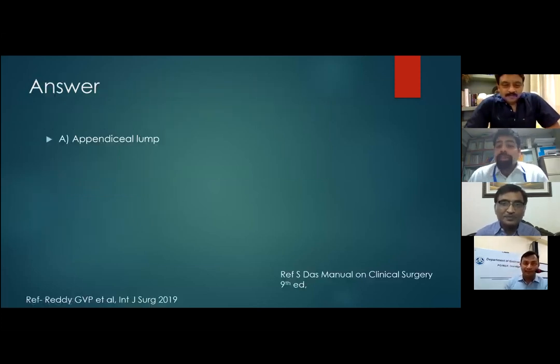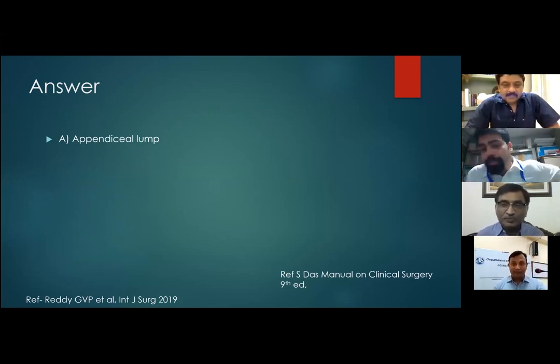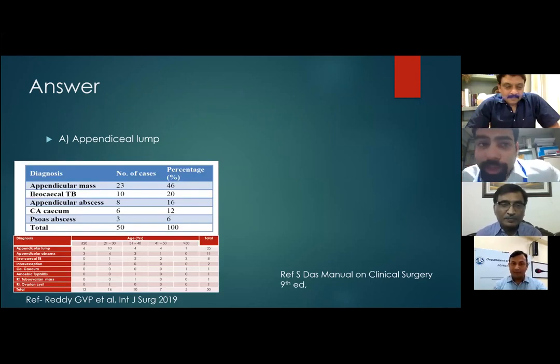So appendiceal lump is in fact the most common cause of a right lower lump in our country. I think there can be controversy regarding this. Some people would like to argue that it is ileocecal, but I have taken this reference from S. Das Manual of Clinical Surgery. And in my support, I have a number of case series from different state medical colleges, also from Nellore, from Bharati Vidyapeeth, with a number of dissertations done on this. They described the spectrum of right iliac fossa mass, and almost 50% of the right iliac fossa masses are appendicular lumps. The next is definitely ileocecal TB, but appendicular mass tops the list.